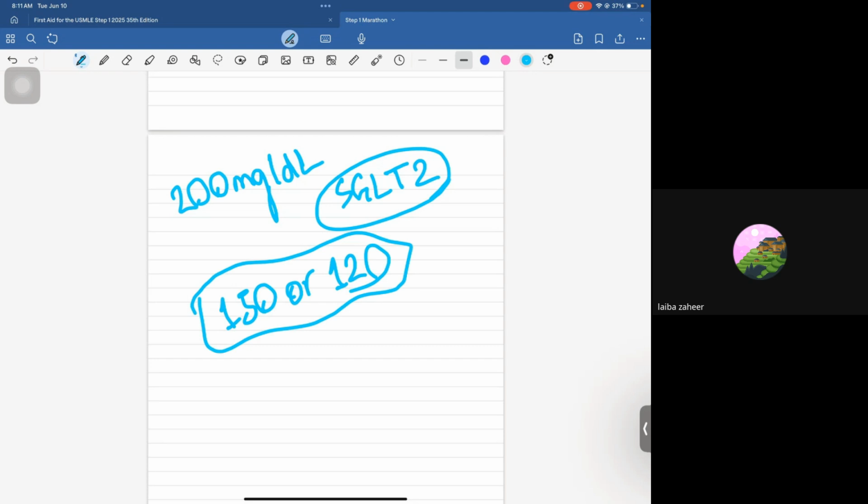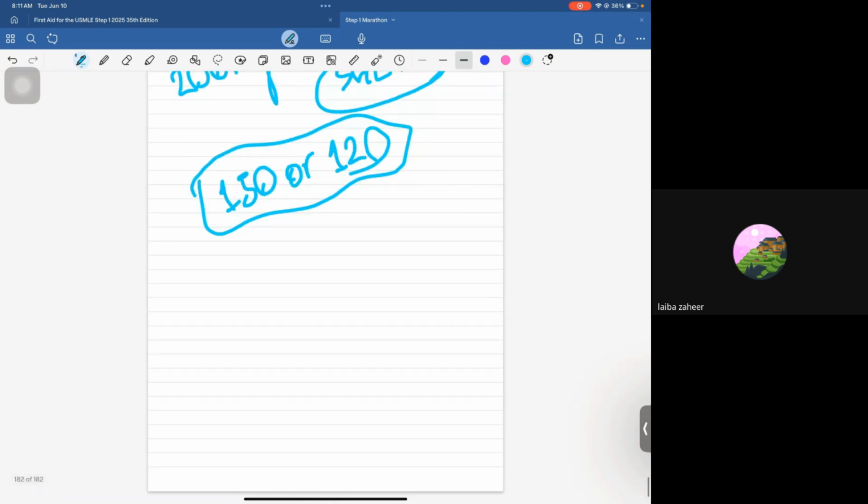Because even at 150 or 120 milligrams per deciliter, a lot of glucose is going to get filtered due to the high GFR, right? So this is known as the filtered load. So what is filtered load? Filtered load basically means GFR times the plasma concentration, right?